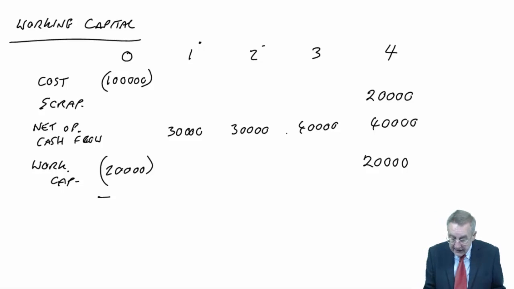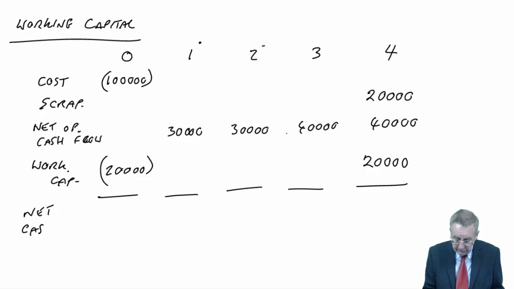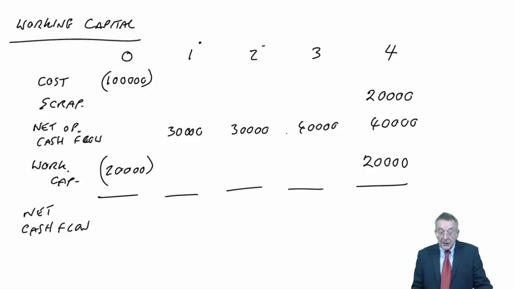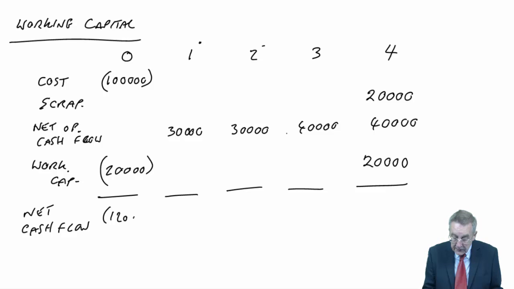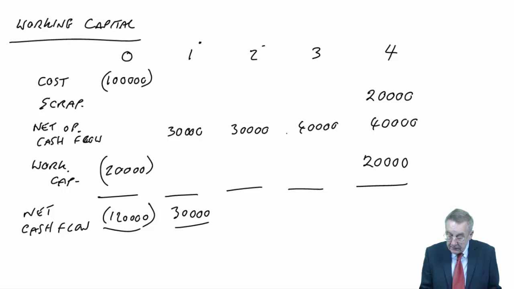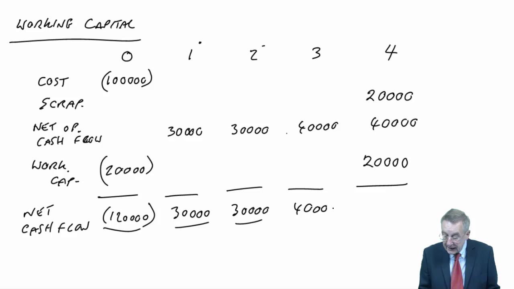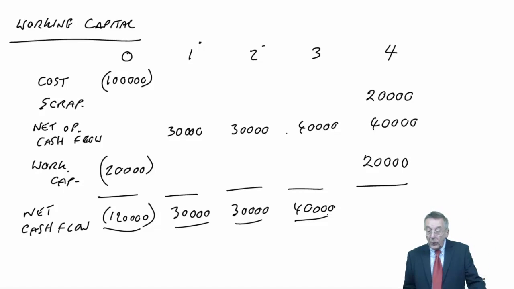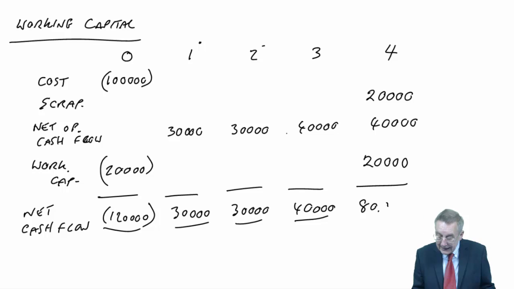And so what's the net cash flow each year? At time 0, a total outflow of 120,000. At time 1, an inflow of 30. At time 2, an inflow of 30. At time 3, an inflow of 40. And at time 4, a total cash inflow of 80,000.